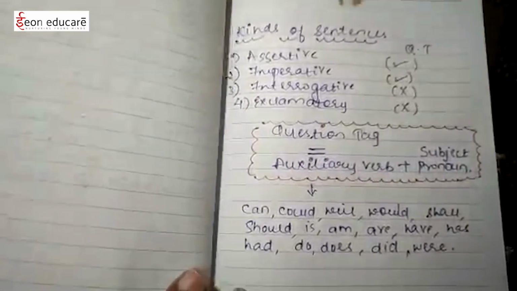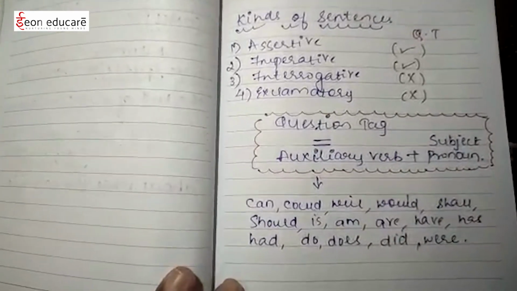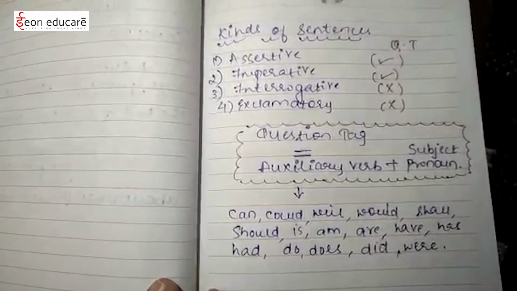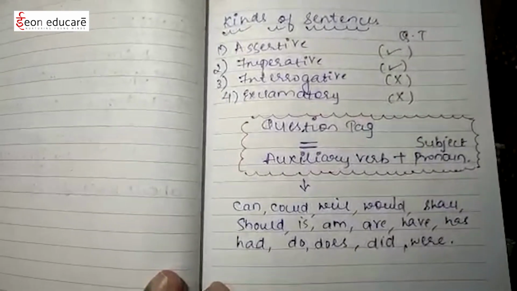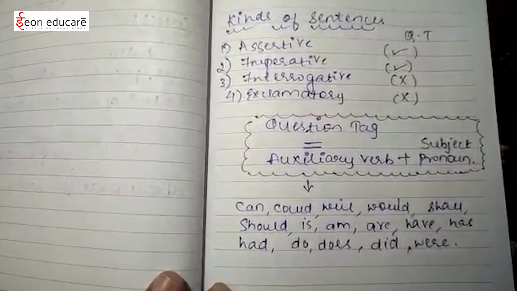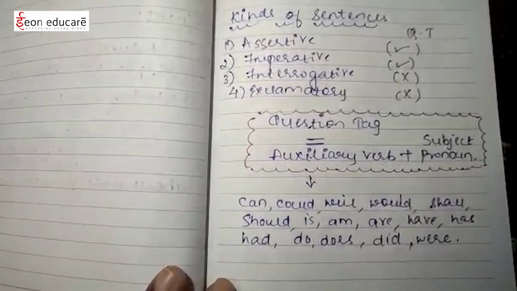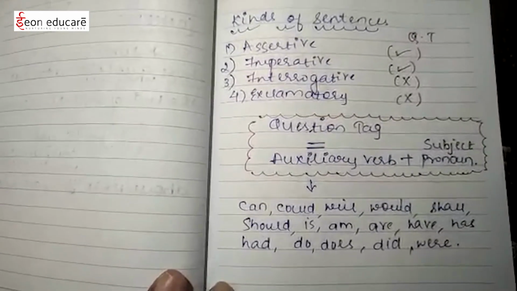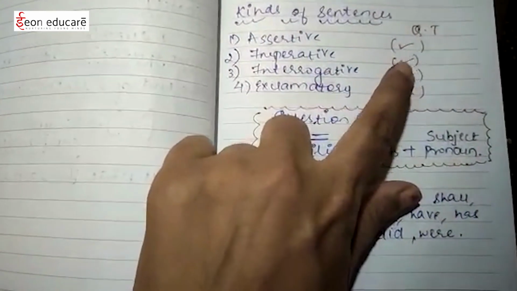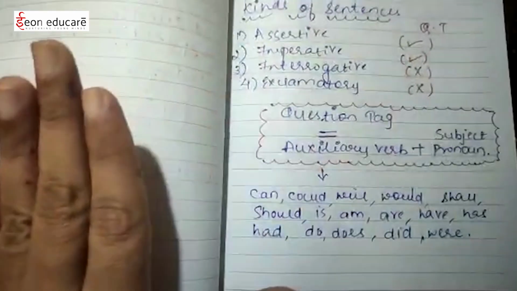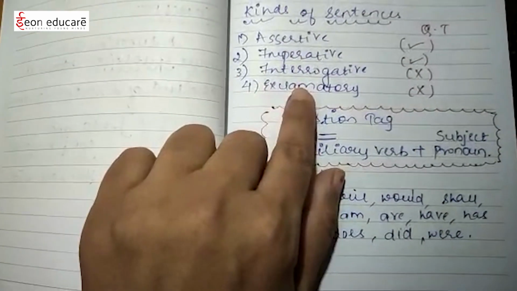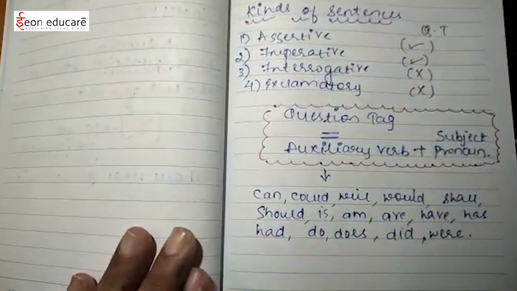So students, coming ahead, in English how many kinds of sentences are we having? 4 types: assertive, imperative, interrogative and exclamatory. I want to make it very clear, students. In case of assertive, question tag is possible. In case of imperative, question tag is possible. But as far as interrogative type is concerned, there is no question tag. Exclamatory, again we are not having any type of question tag.